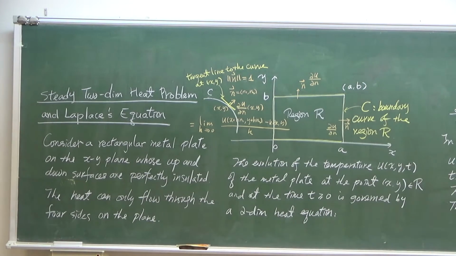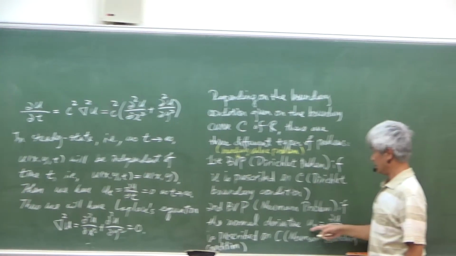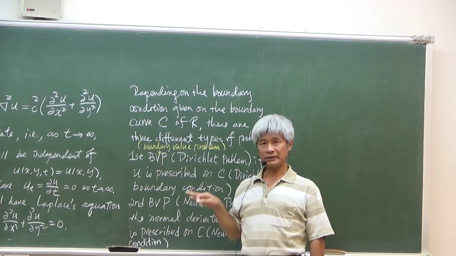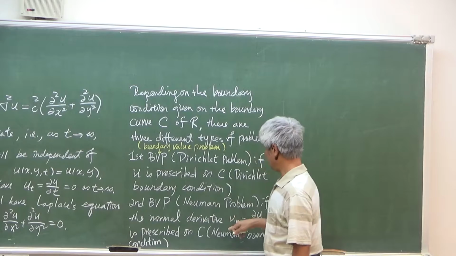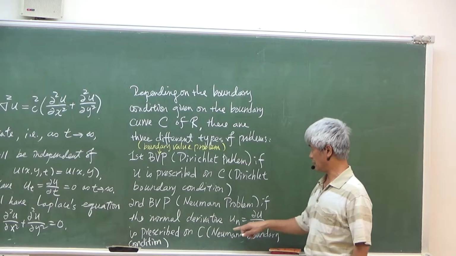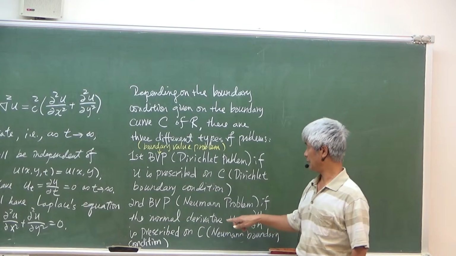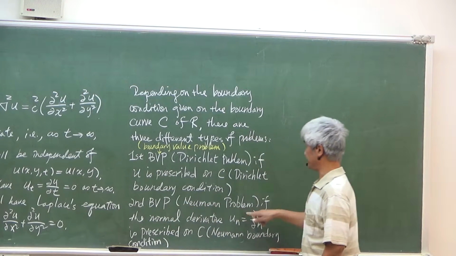Okay. So we specify the normal derivatives on the boundary. Okay, and this kind of boundary condition is called the Neumann boundary condition. Right? And it is called the second boundary problem or Neumann problem.